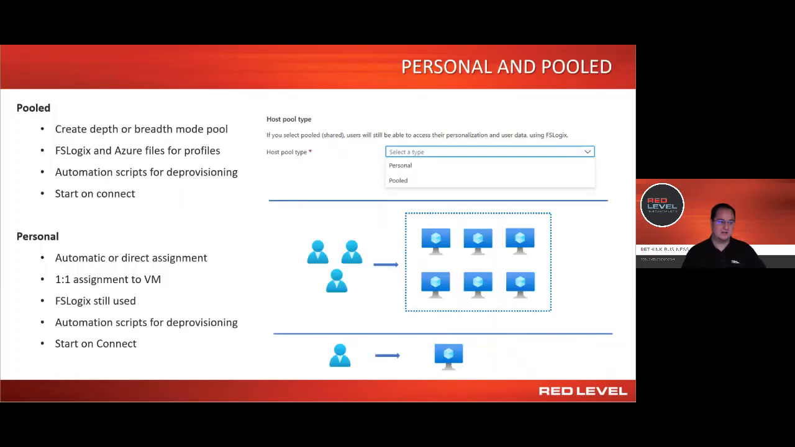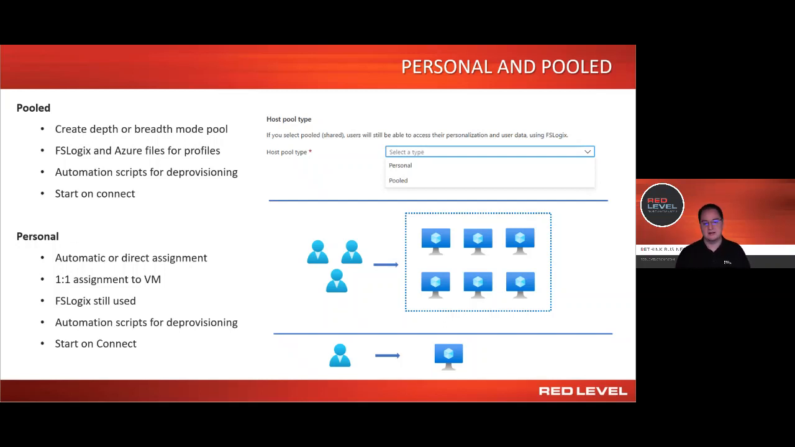So finally, we can talk about pooled and personal. So pooled is a traditional kind of multiple users logging into a farm of hosts. And that host pool can be pretty big or pretty small, depending on your needs. You can make multiple host pools. The VMs in those host pools can be different VM sizes. And then you're just assigning a group of users to that pool.